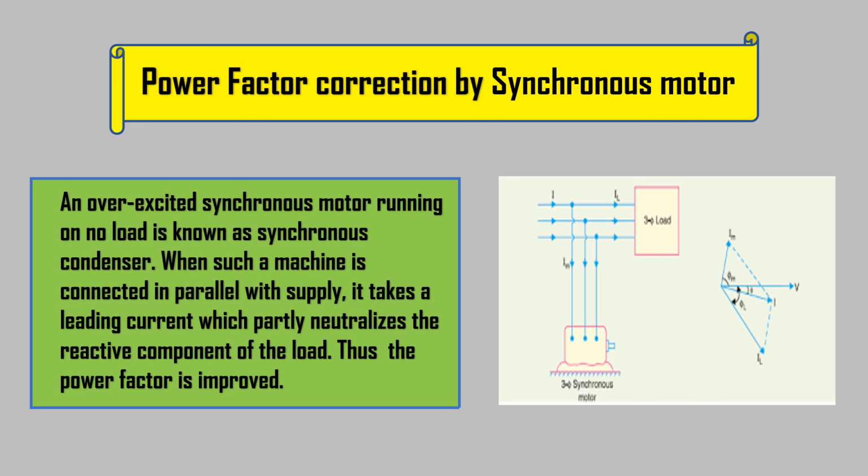Power factor correction by synchronous motor. A synchronous motor takes a leading current when overexcited and therefore behaves as a capacitor. An overexcited synchronous motor running on no load is known as a synchronous condenser. When such a machine is connected in parallel with the supply, it takes a leading current which partly neutralizes the lagging reactive component of the load, thus the power factor is improved.